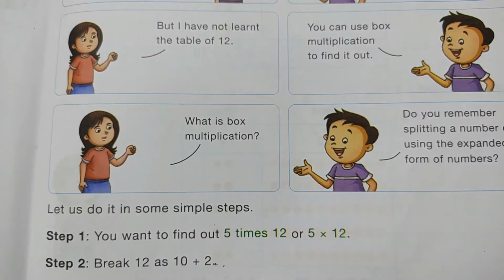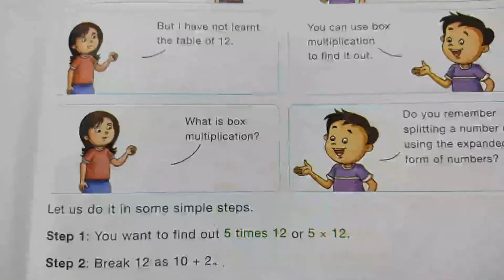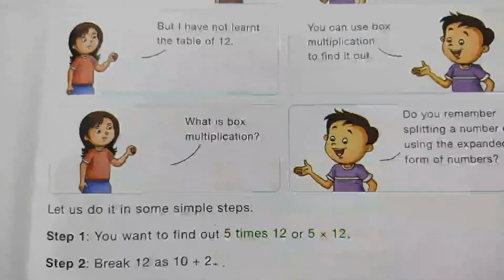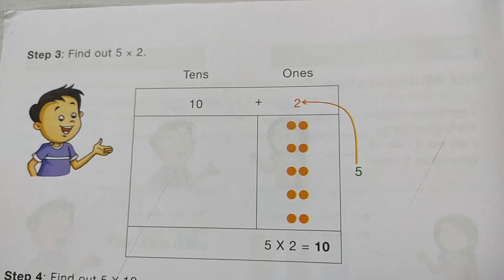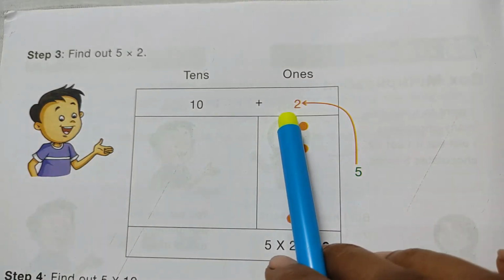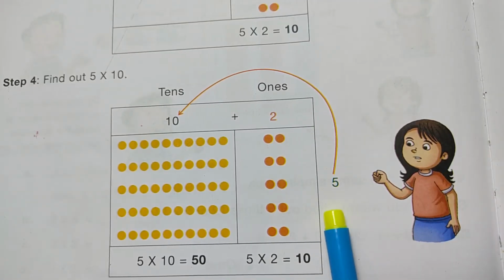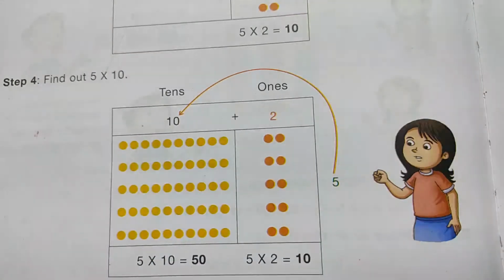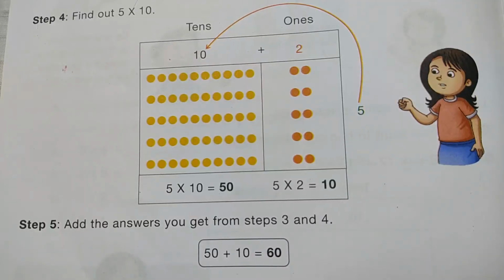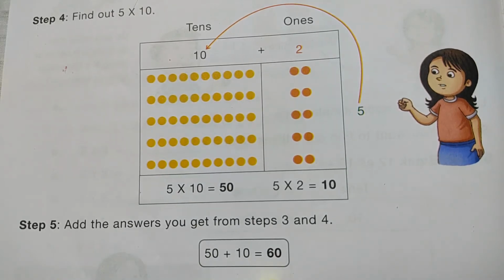We will see how we multiplied a big number such as 12, 5 times. First, we broke 12 as 10 plus 2. Then we multiplied 5 with 2 ones. Then we multiplied 5 with 10. At the last, we added 50 plus 10 and we got the answer 60.